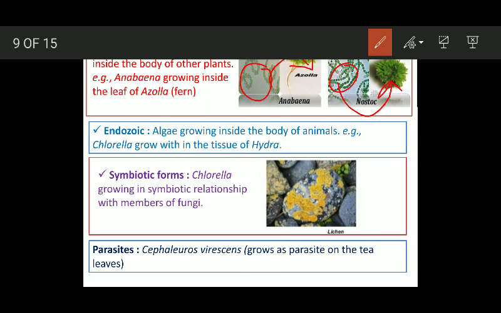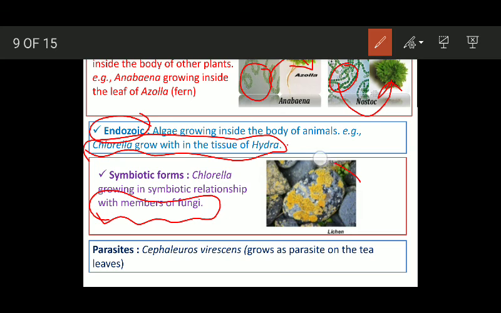Now endozoic algae. Those algae growing inside the bodies of animals. Example, Chlorella, which lives within the tissues of Hydra. Chlorella represents the endozoic alga. Then symbiotic forms. It includes those algae which live in symbiotic association with other organisms. For example, Chlorella growing in symbiotic relationship with members of fungi, and this has been found in the case of lichens, where the Chlorella alga lives with members of either ascomycetes, basidiomycetes, or deuteromycetes. Okay, lichen is basically an association between algae and fungi.